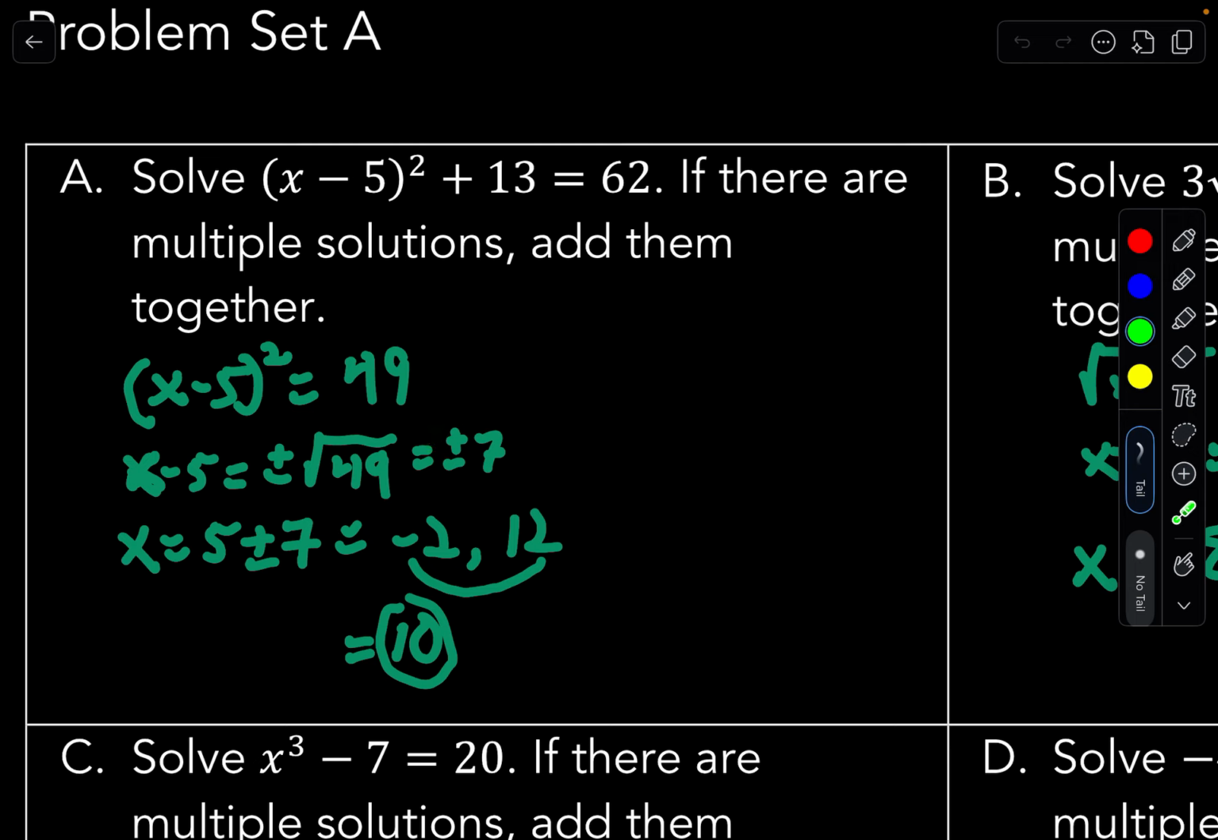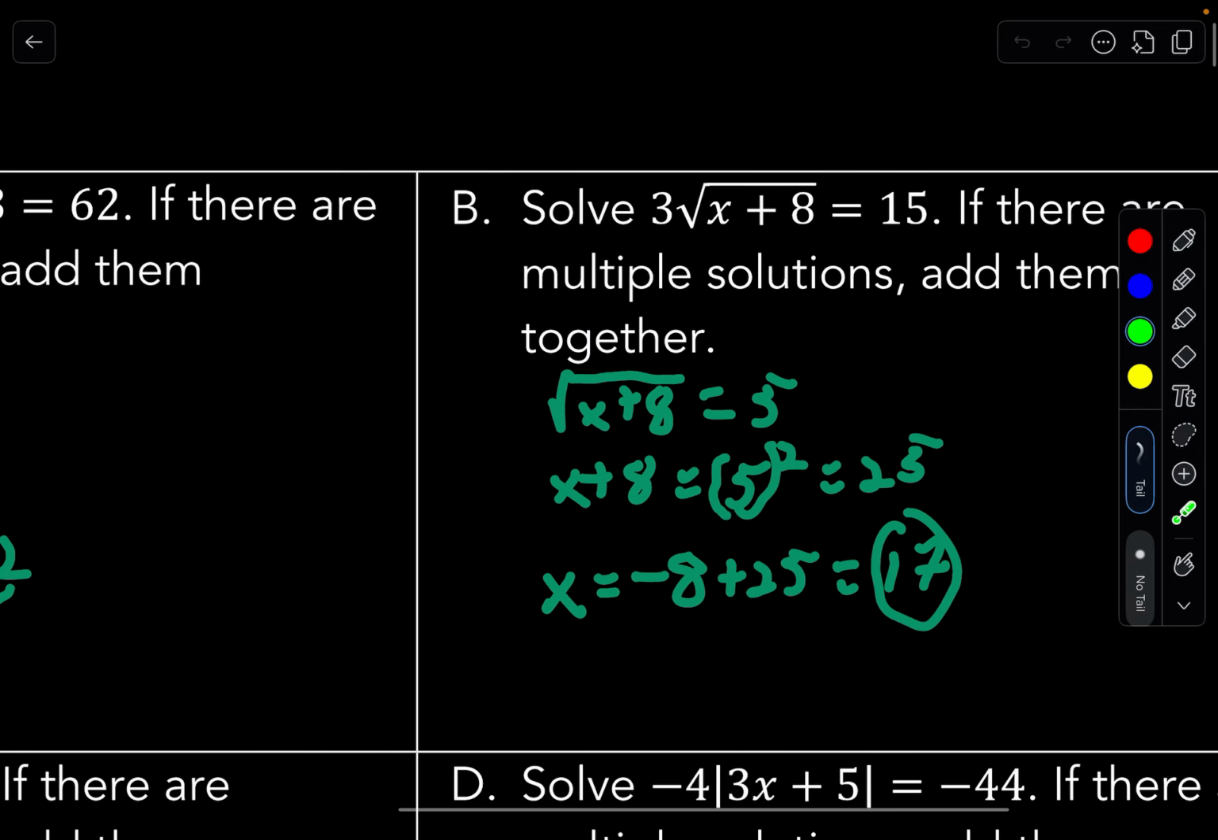2 answers. So now we add 5 to isolate the x, to get this x by itself, and we have this, 5 plus or minus 7. Well, that's 2 answers. It's 5 minus 7, which is negative 2, and 5 plus 7, which is 12. They said if you have 2 solutions, add them together. So for box A, the answer would be 10.